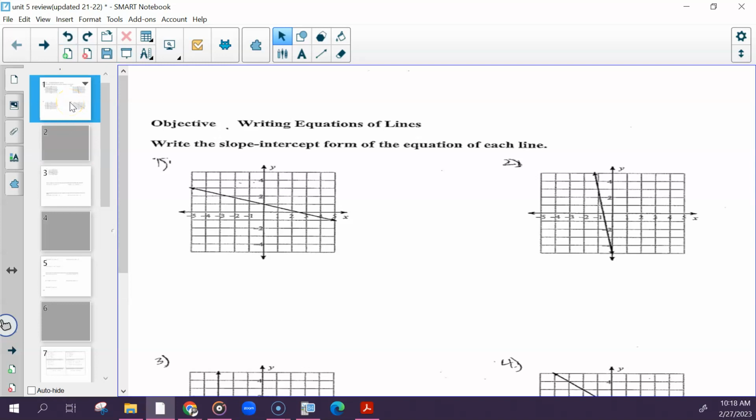Alright, so starting with the first page, what questions do we want to go over, or have questions about, on that first page?